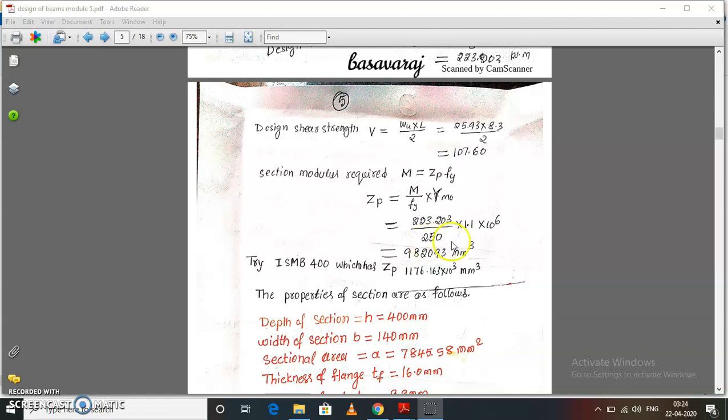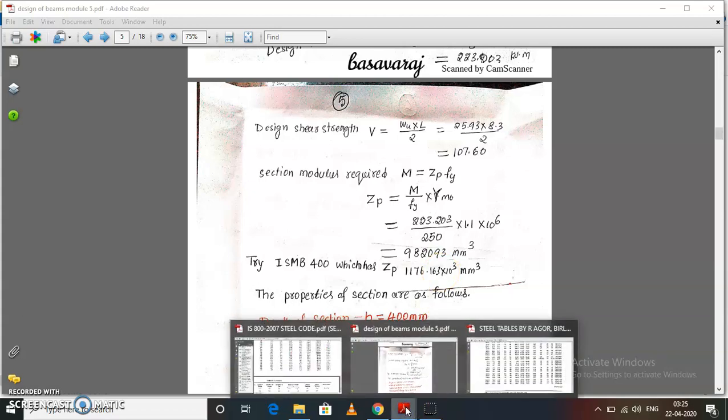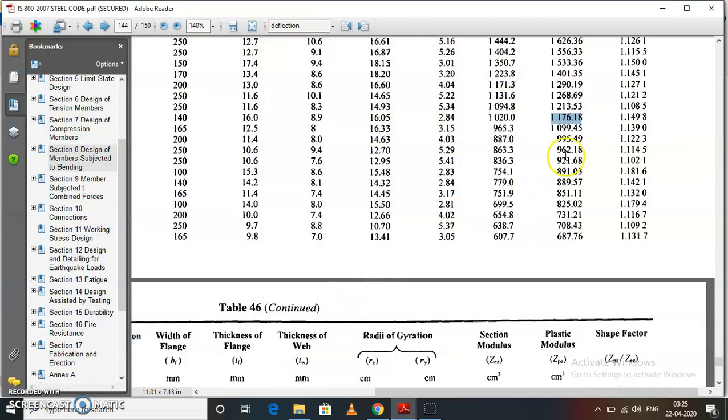So now we have to select a section in such a way that the section modulus of the selected section should be greater than this one. So therefore, try ISMB 400, which has a Zp of 1176.160 into 10 power 3 mm cube. So this you can refer from the IS 800 code book of page number 144. So you can check here.